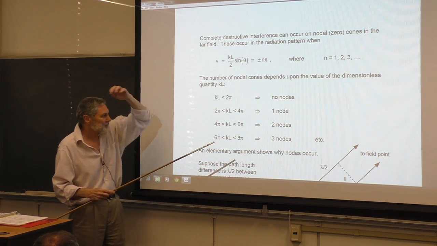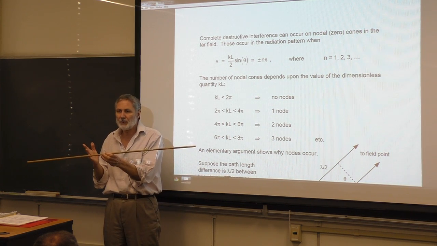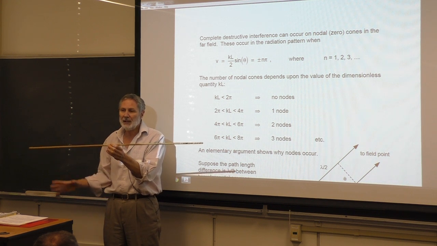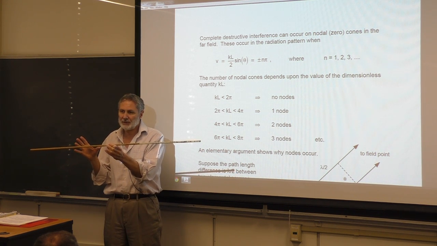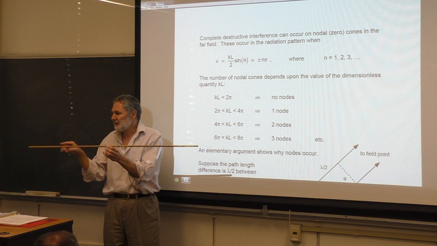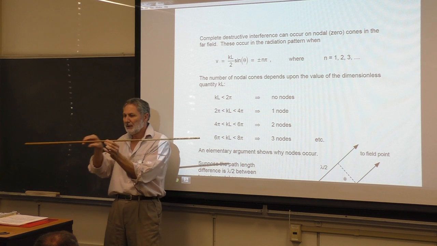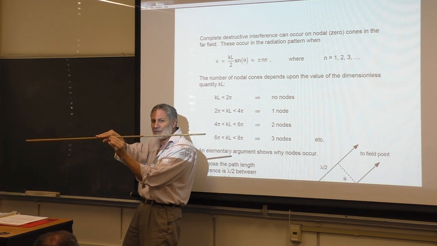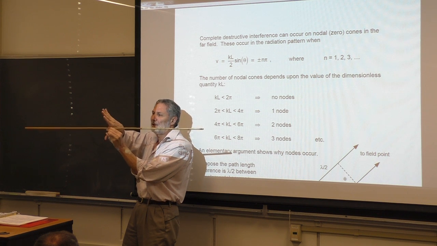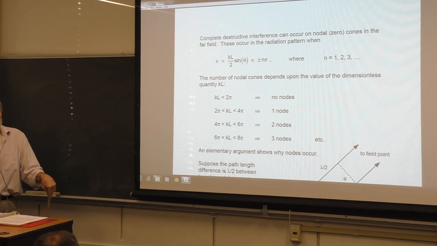So as you increase the KL number, when KL is much less than 1, you have isotropic radiation, no nodes. As you start to increase the frequency, increase the KL number, or decrease the wavelength, eventually a node will appear. It'll come right out of theta equal to plus or minus 90. It'll come out like that as you're increasing KL. And then it moves up there, and then another one will come out. And as you go to smaller and smaller wavelength, you get more and more nodal cones. With small wavelength, you've got a lot of opportunity to find a destructive interference.